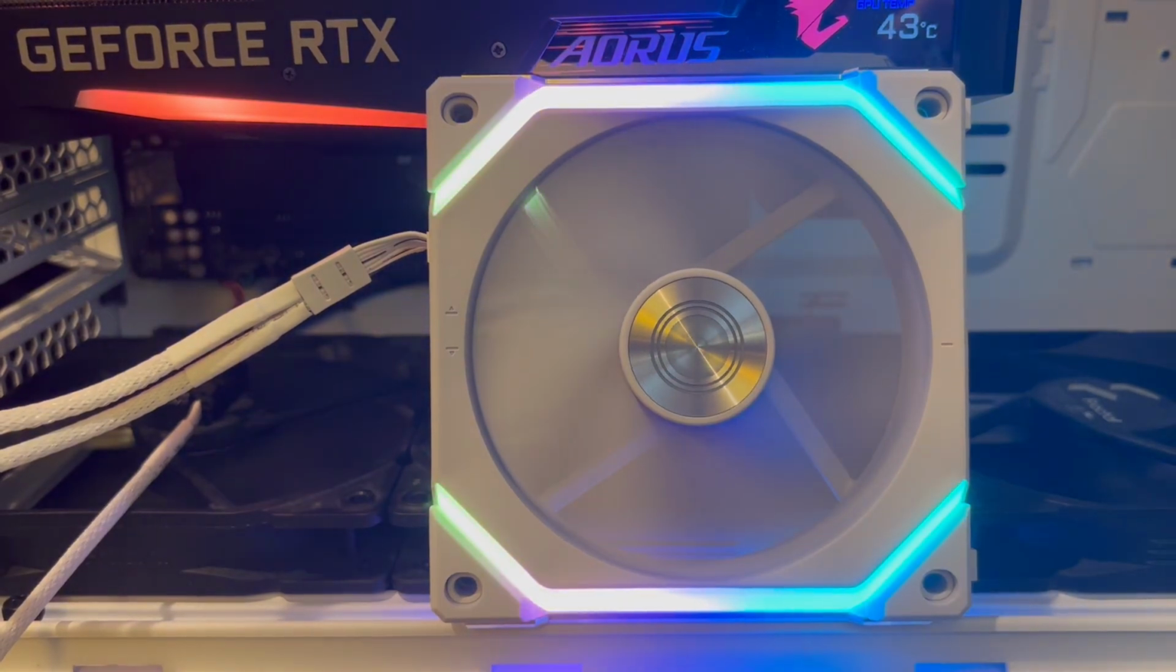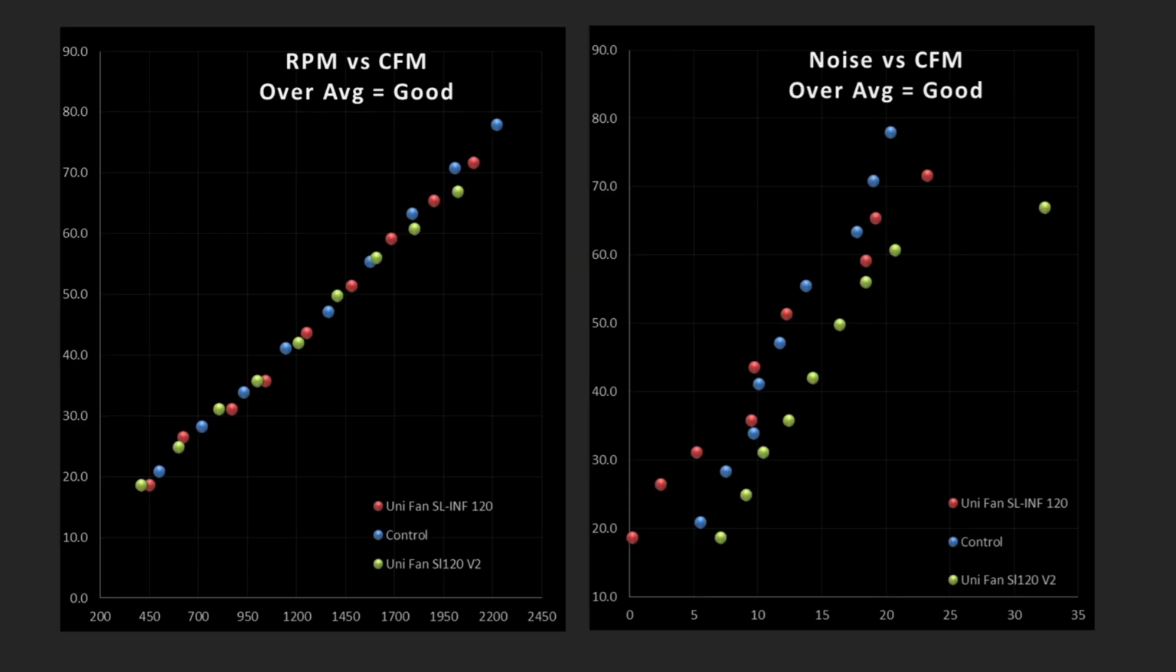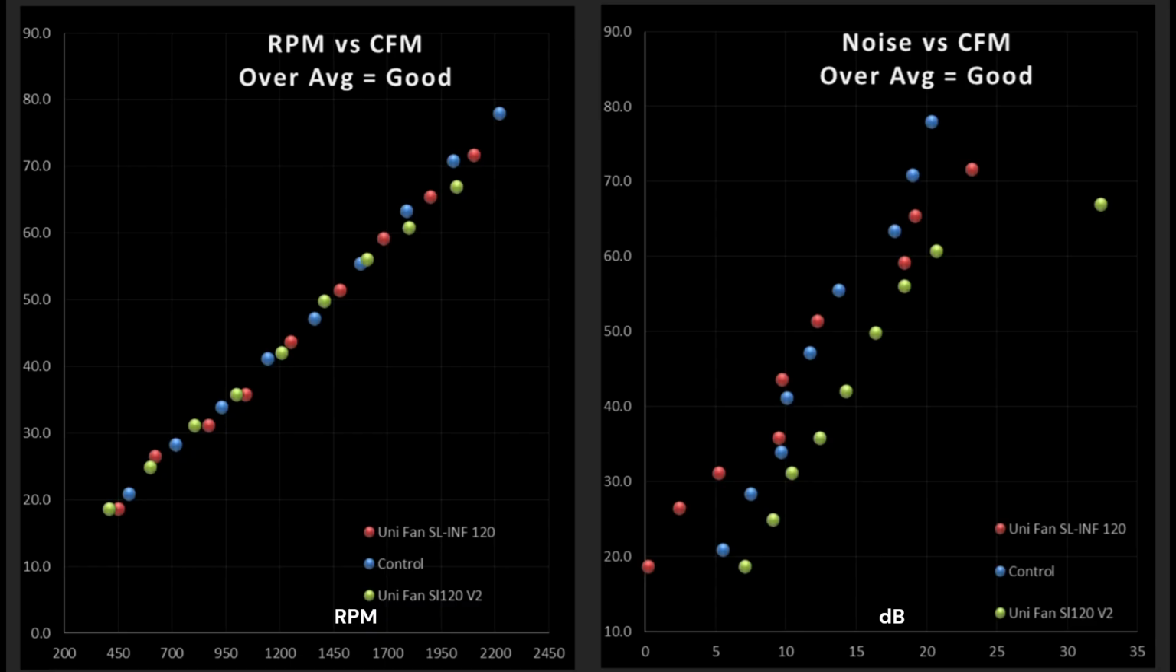There's that. Next up, we're in the CFM testing. CFM testing is a scientific type test. I'm not particularly fond of it for testing case airflow. So now that I finished ranting and raving about how other channels aren't aerospace engineers and don't understand fan testing for real, how does it do?